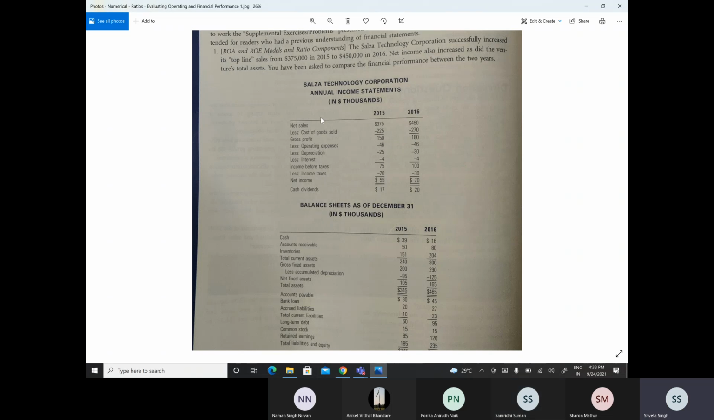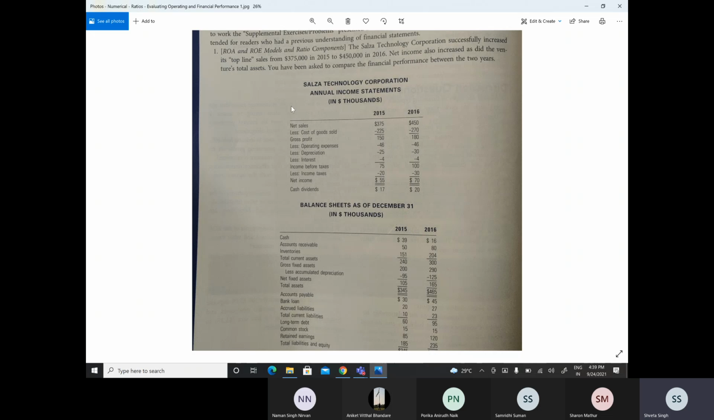So this first question deals with the calculation of the ROA and ROE and the ratio components. We look at a company called the Salza Technology Corporation, which successfully increased its top line sales from $375,000 in 2015 to $450,000 in 2016. Net income also increased, as did the venture's total assets. You have been asked to compare the financial performance between the 2 years. So we have this data given to us, Salza Technology Corporation, the annual income statements in $1,000 for 2015 and 2016.